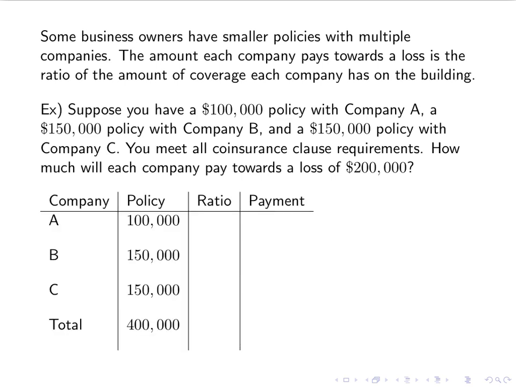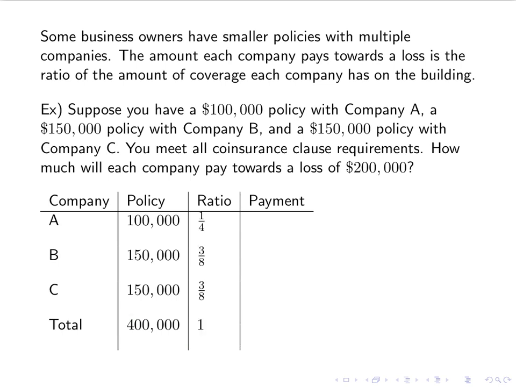So to make this as easy as possible, I'm going to make a table. My first column are my companies, A, B, and C, and then the total. And then each person's policy amount, and the total. So I add them all together, I should get $400,000. To find the ratio, it's just the ratio of company A to total, ratio of company B to total, C to total, and so forth. So we've done this a few times before. These numbers are all pretty nice, so we can find the ratios fairly easily.